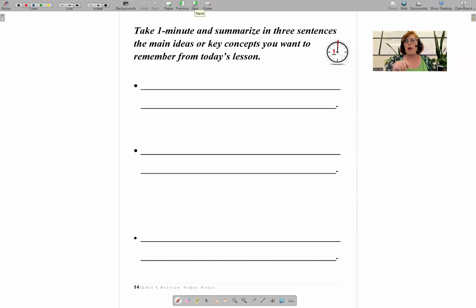Ready? Summarize in your own words what are three things that you really want to remember. Summarize the main concepts from today's lesson, especially anything that felt new to you.